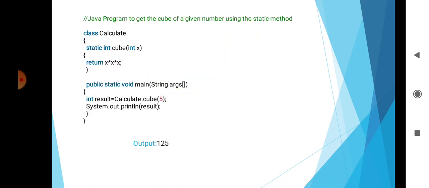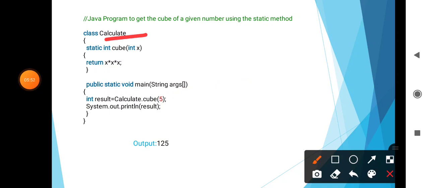Here is an example of a static method. Suppose this is the Calculate class and the method here is static cube, which computes the cube of any number, then the logic for the cube. Then in the main method we call this static method using class name dot method name and arguments. Here Calculate is the class name, the static method name is cube, and 5 is the value, or here the integer x value is 5. Then we print the result and we get the cube of 5.